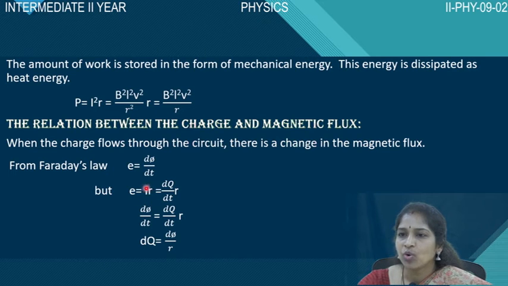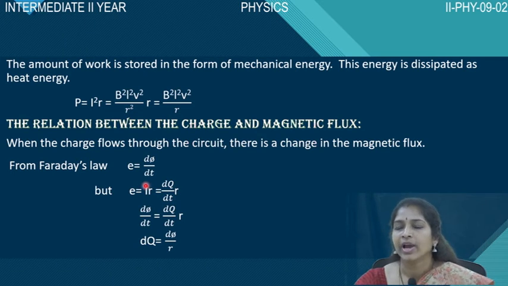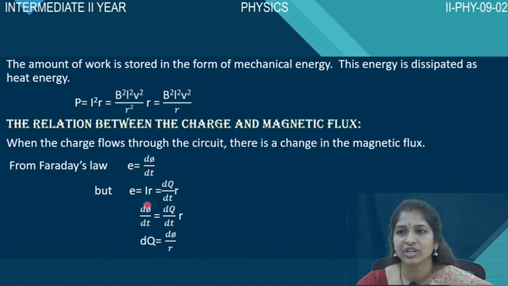But what is I? The rate of flow of charge. So the expression for current we can write as dq by dt. Small q we can also write; here I am using capital Q. I is current, which is the rate of flow of charge. So E equals dq by dt into R. According to Faraday's law, E is d phi by dt. And according to this equation, E is dq by dt into R.